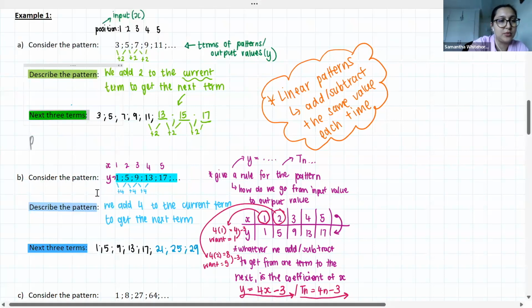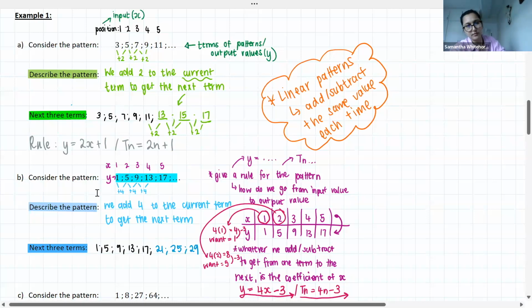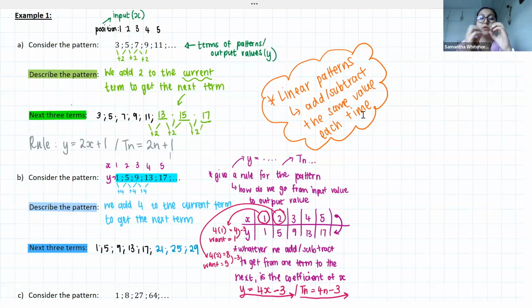So guys, if we wanted the rule for this first one, exactly as Sabiso has just told us, y is equal to 2x plus 1, or if you're using tn, tn is equal to 2n plus 1. Excellent. Well done. Thank you, ma'am. Okay. So guys, exactly as Sabiso has just sort of differentiated, rule, description, two different things. And it's important we remember that.